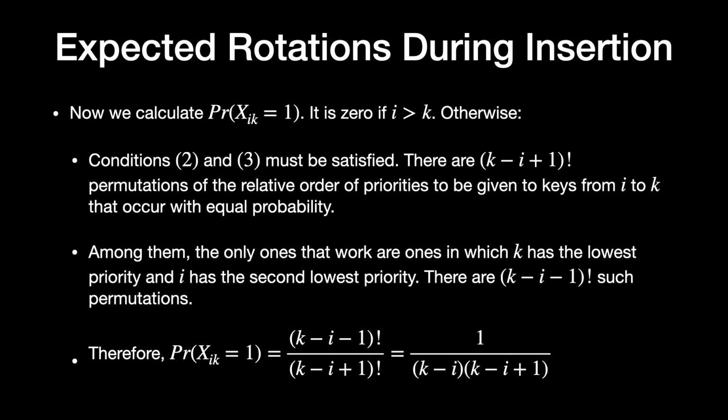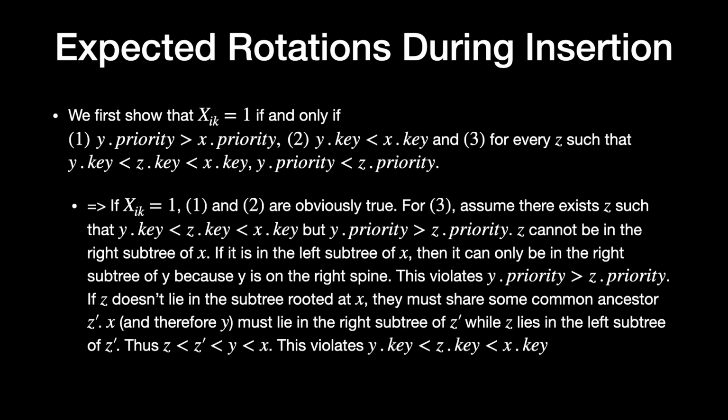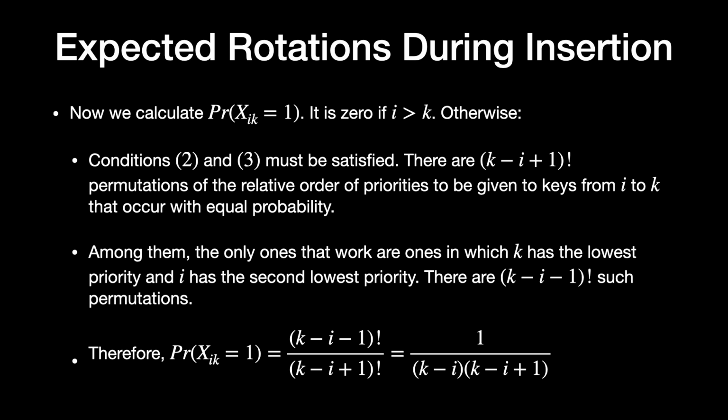Now, according to the third condition, for every node such that its key lies between the key of y and the key of x, its priority has to be greater than the priority of y. Another thing is that the priority of y is greater than the priority of x, since x is an ancestor of y. If you look at keys from i to k, k is associated with the node x, therefore it must have the lowest priority. i is associated with the node y, therefore it must have the second lowest priority, followed by all the other key values.